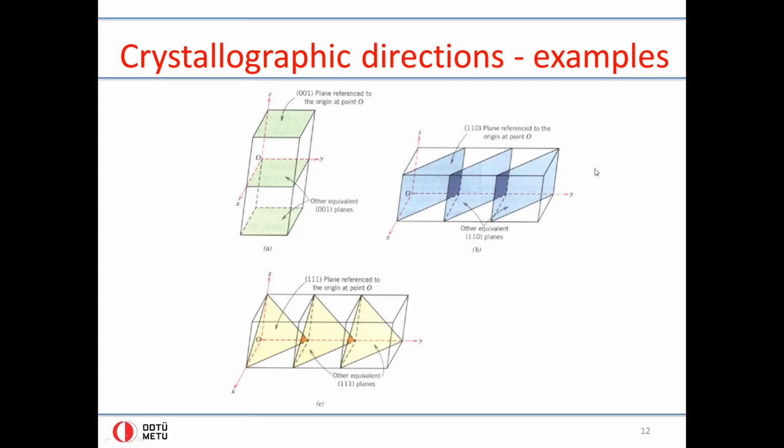So in this case, you see the same thing for a different set of planes. It passes through x equals 1, y equals 1, and it doesn't pass through z. So 1, 1, infinity. Take the reciprocals, it's 1, 1, 0. Hence, it is the 1, 1, 0 plane. This is the 1, 1, 0 plane, and this is the 1, 1, 0 plane.